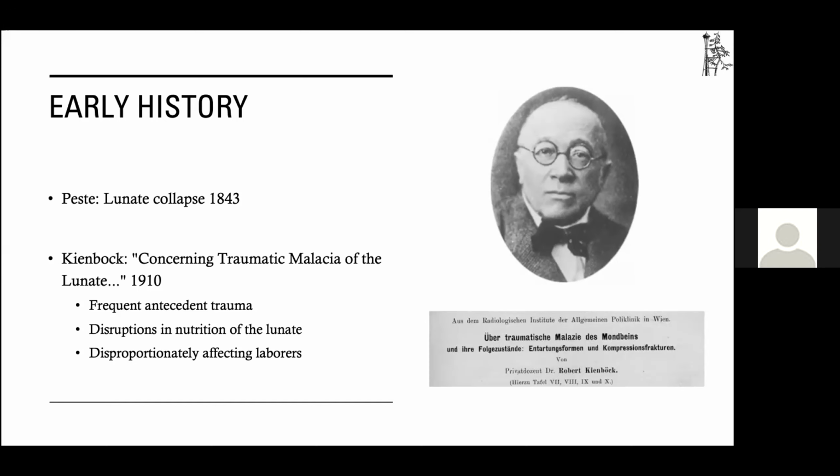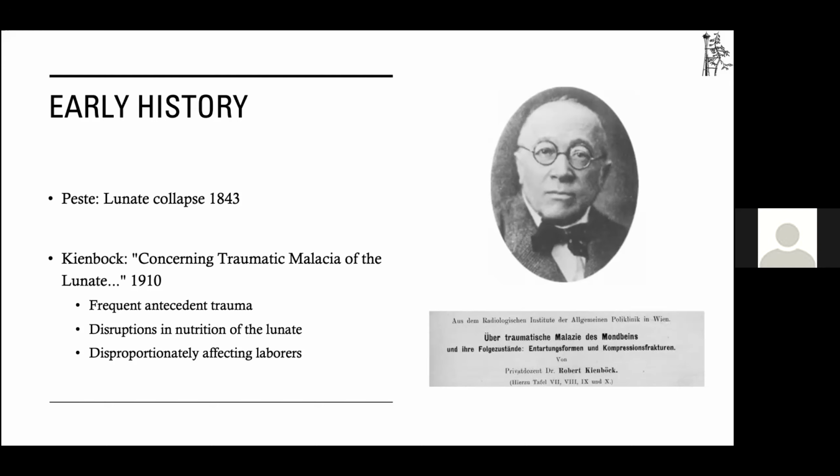Then in 1910, Robert Kienböck, who was an Austrian radiologist, published his landmark paper describing 16 of his own patients and 20 patients from the literature who had developed lunatomalacia appreciable on radiographs. He found that the patients frequently had an antecedent trauma and that there was a predilection for patients who were involved in manual labor. 10 of the 11 men from his cohort were manual laborers, and 4 out of the 5 women were nurses who had highly manually laborious jobs.